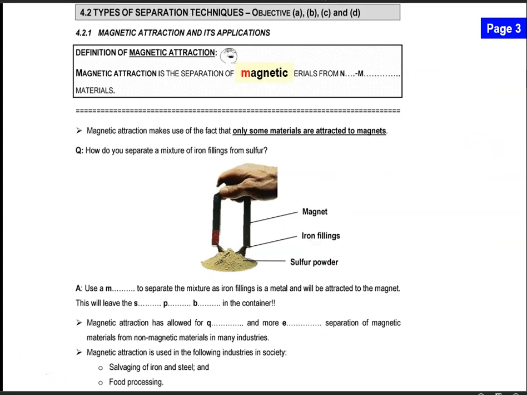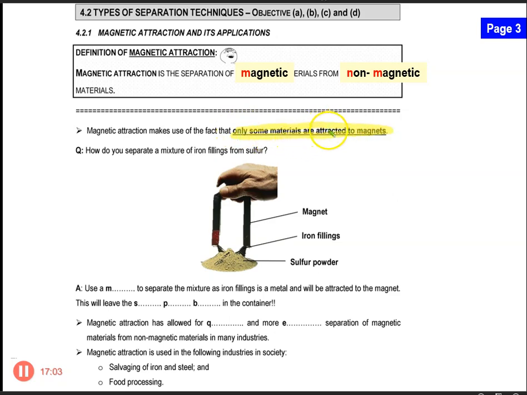So we said that magnetic attraction is the separation of magnetic materials from, yes, you guessed it correctly, from non-magnetic materials. Okay, you may want to highlight this. It is the separation of magnetic materials from non-magnetic materials. So please highlight this in your notes. Take out your highlighter and highlight this. It only uses the fact that some materials are attracted to magnets.